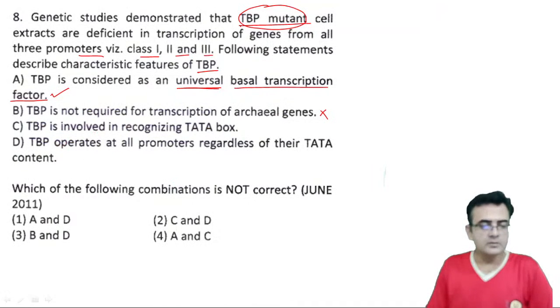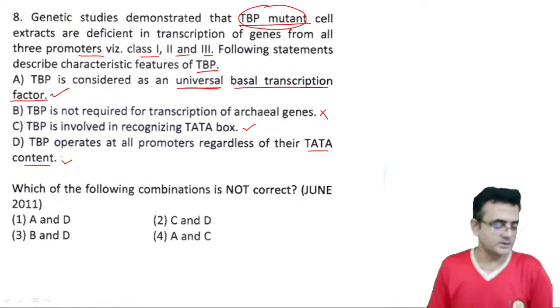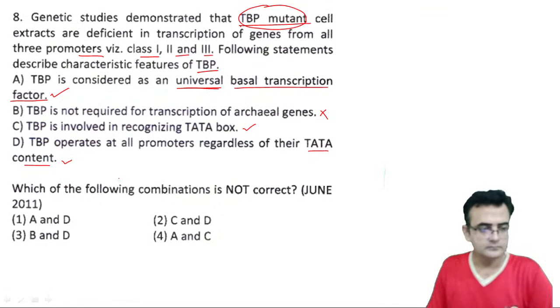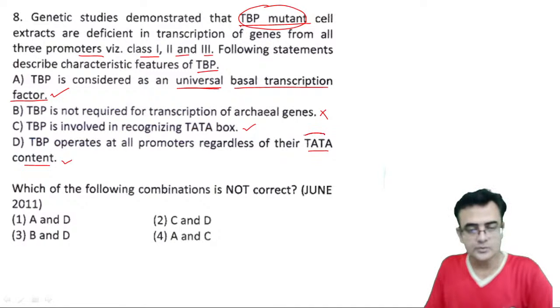So TBP is involved in the recognition of the TATA box. This is correct, because this is the TATA binding protein, TBP. Then fourth, TBP operates at all promoters regardless of their TATA content. I'm sorry, this is wrong actually. The TATA should be the same, this is a conserved sequence. So this is also wrong actually.